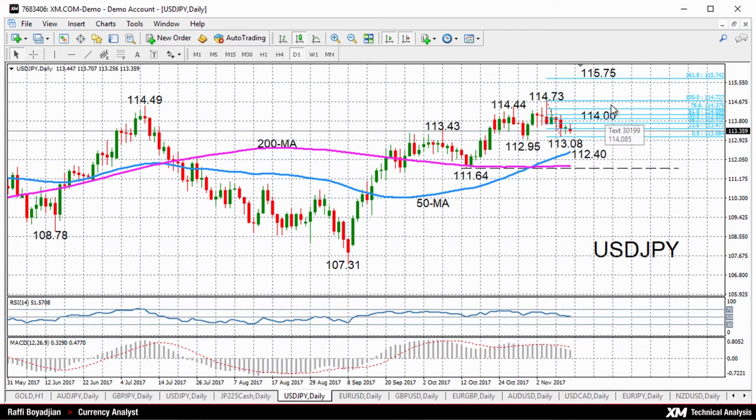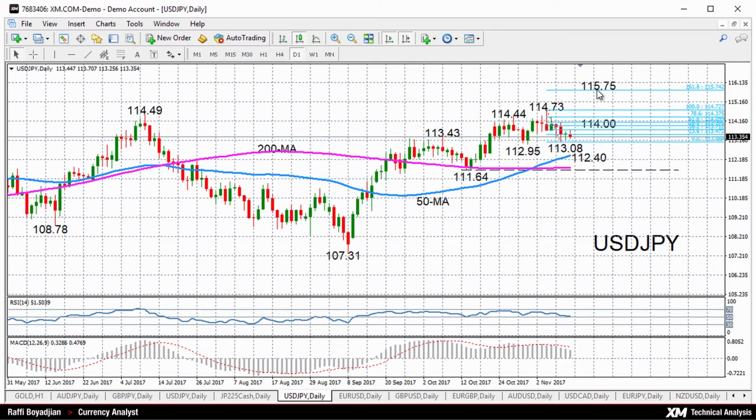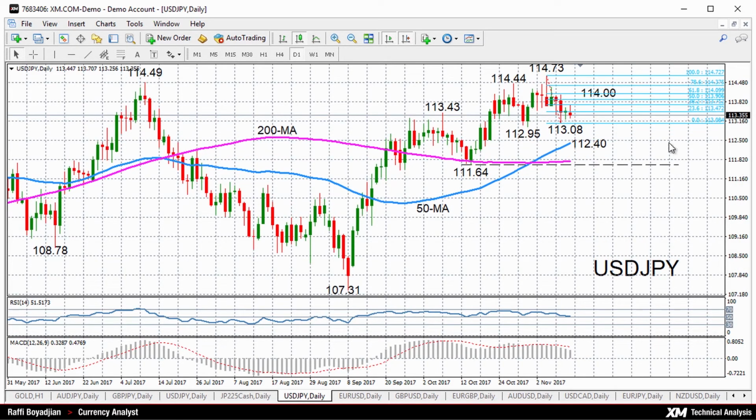A break above 114 could set the path towards that 8 months peak of 114.73 and a successful challenge of that level. We could see the 115.75 level coming into sight as a possible resistance area. At the moment, though, prices are very near that 1.5 week low of 113.08 from last week. That level could again act as immediate support level.